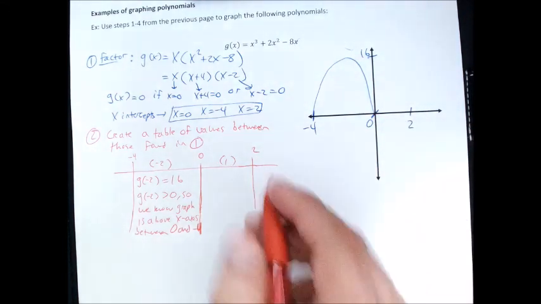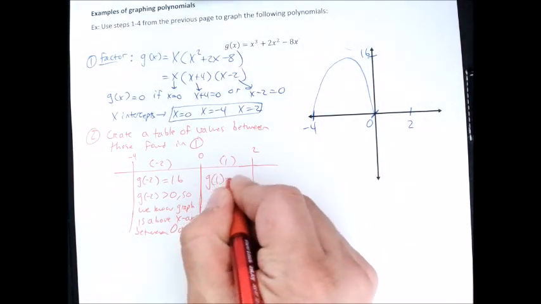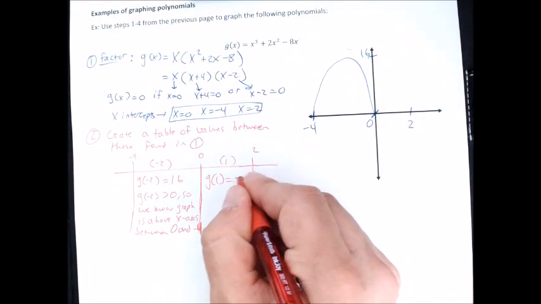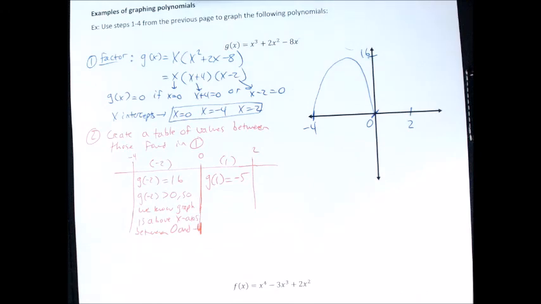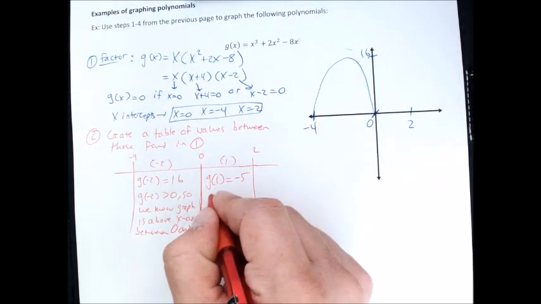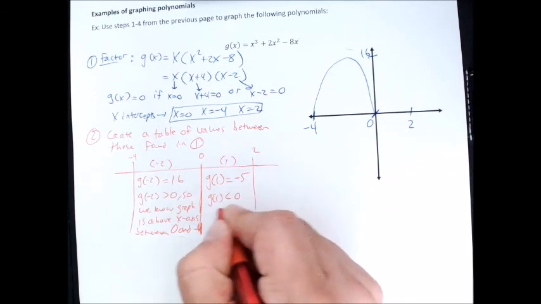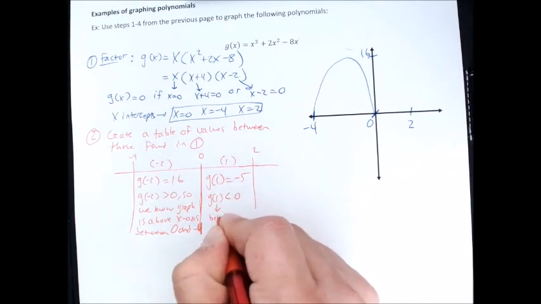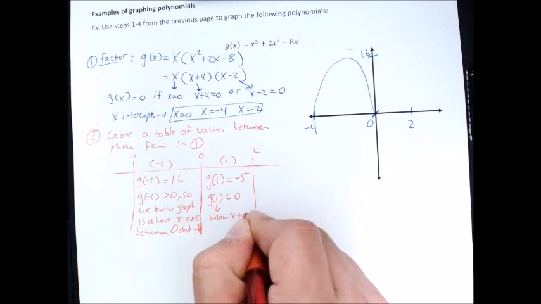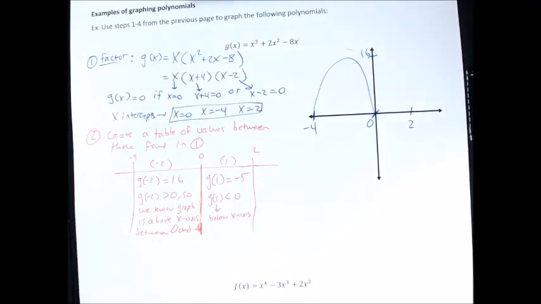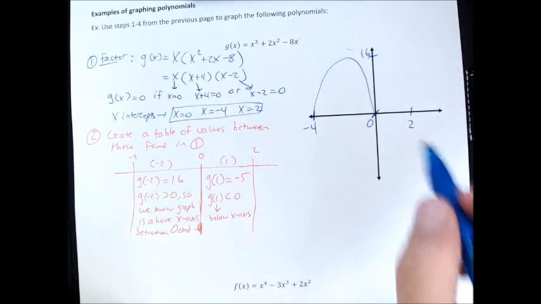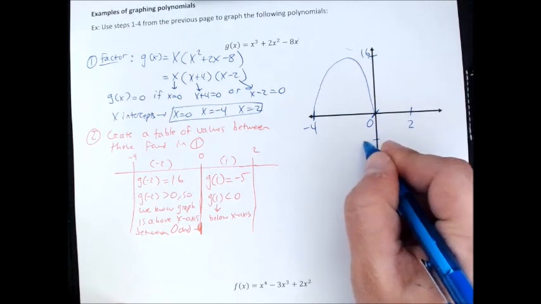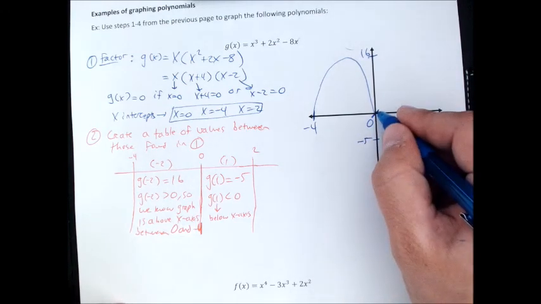And so when I plug a 1 in, g of 1 ends up being -5. Right, we'll get 1 plus 2 minus 8. And so g of 1 is negative. So that means we're below the x-axis. And so I know on the other piece, we're going to go down to -5 and then come back up to 2.